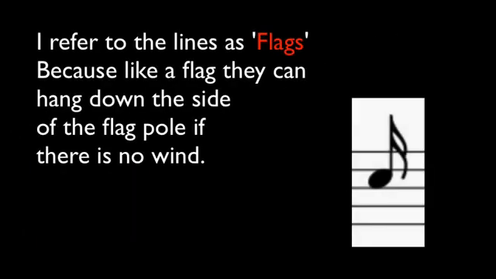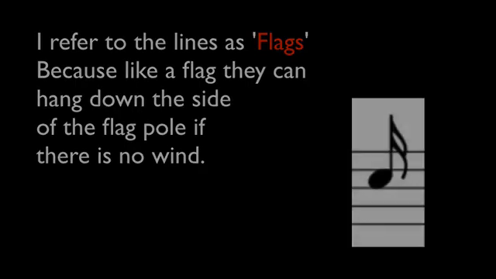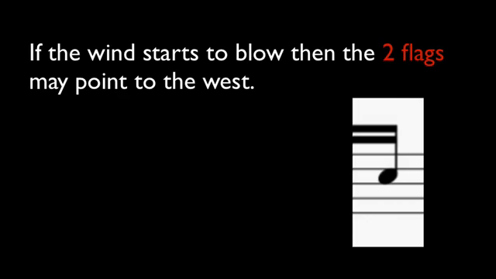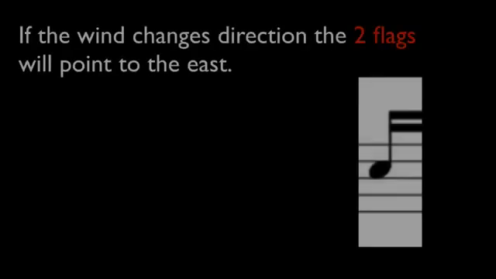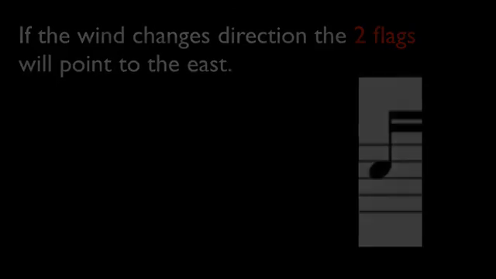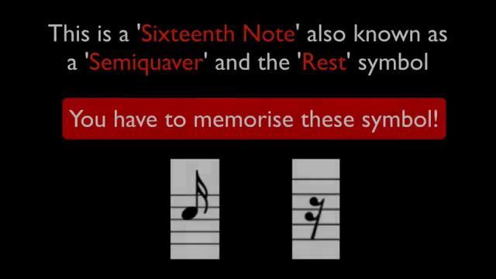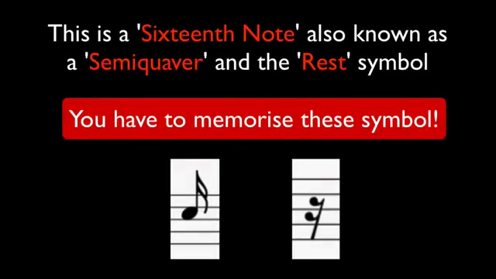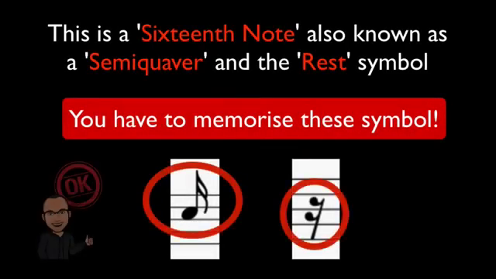I refer to the lines as flags because, like a flag, they can hang down the side of the flagpole if there is no wind. If the wind starts to blow, then the 2 flags may point to the west. If the wind changes direction, the 2 flags may point to the east. This is the 16th note, semiquaver, and the semiquaver rest. You have to memorize these symbols.